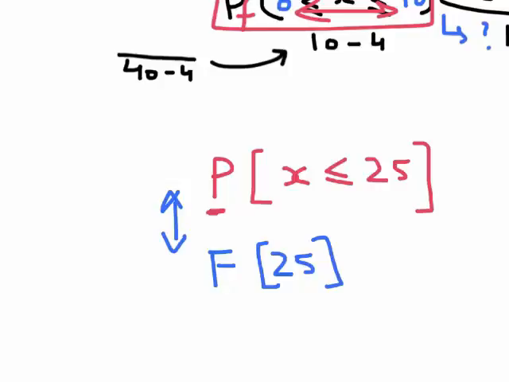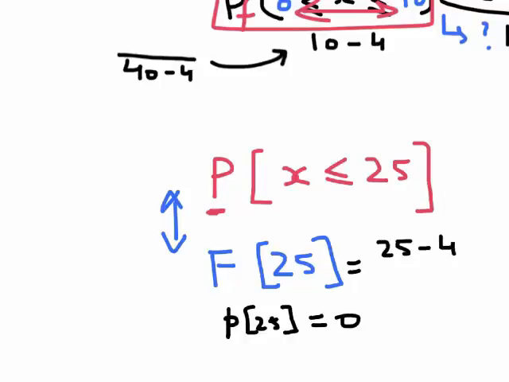Capital F(25) means what is the probability of getting up to 25, and make sure that this is definitely not the same as this. Small p(25) is what is the probability of getting exactly 25, which for a continuous is 0. Capital F(25) is what is the probability of getting up to 25, and that would be obviously calculated as 25 minus 4 divided by 40 minus 4, which is the same thing as capital P, x is equal to or less than 25.